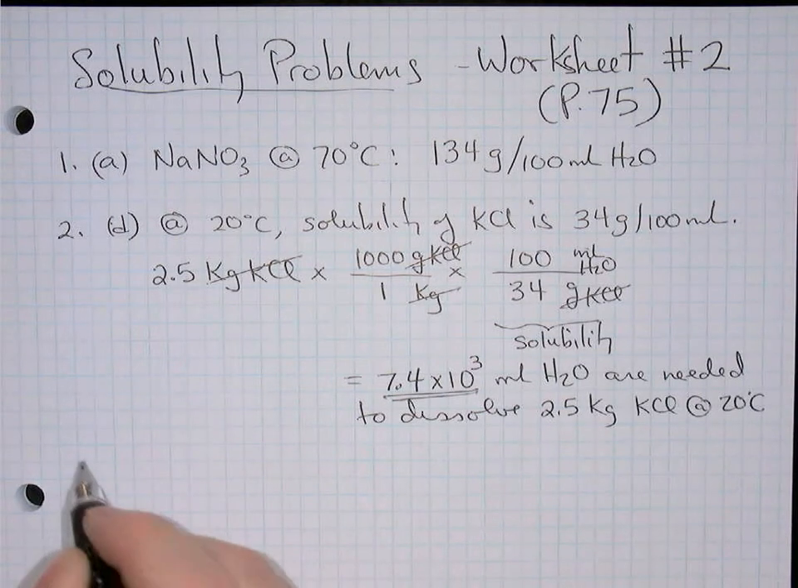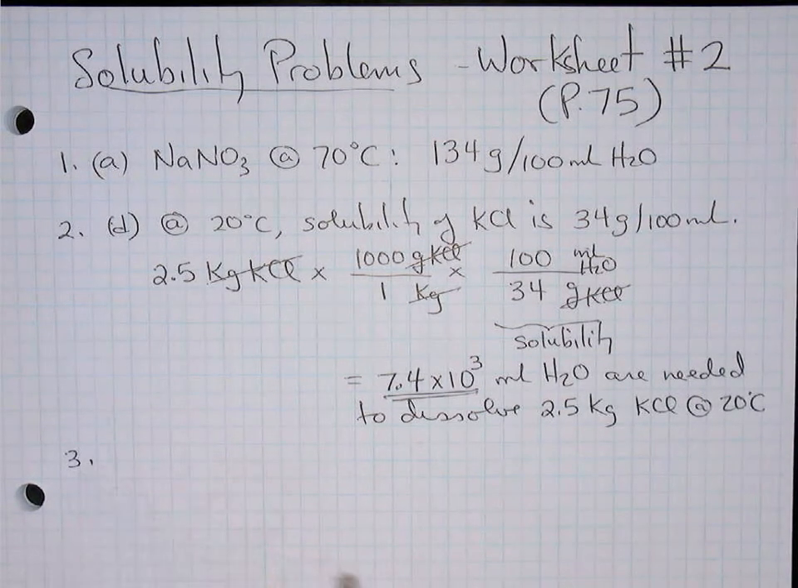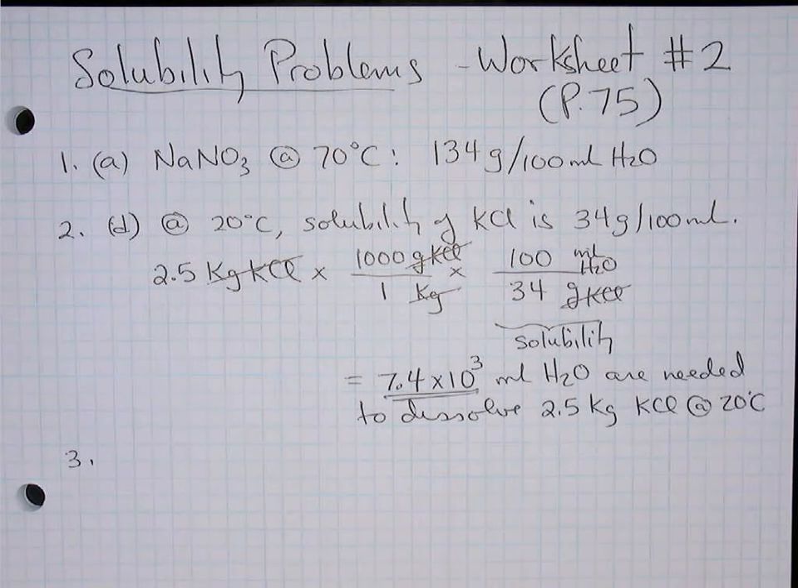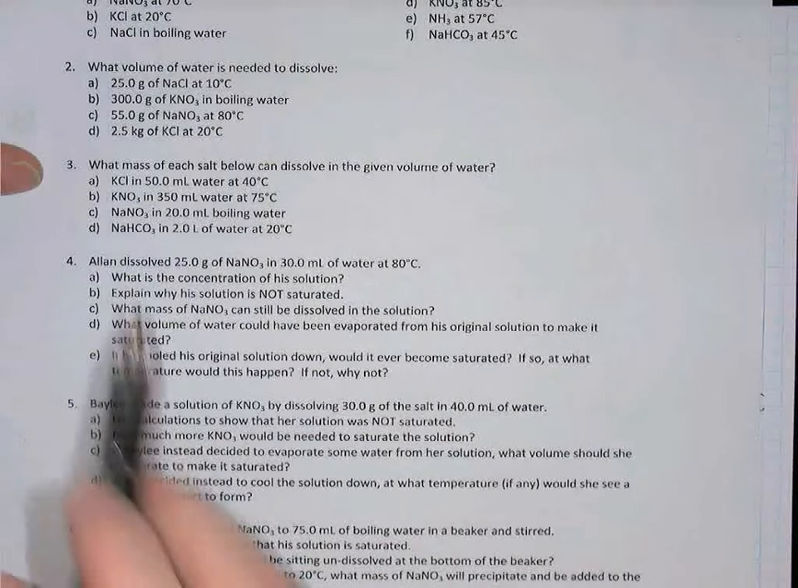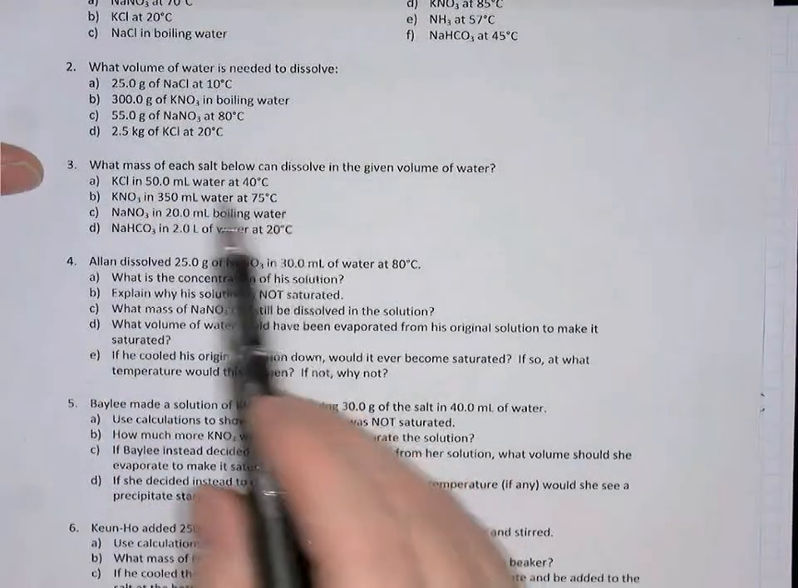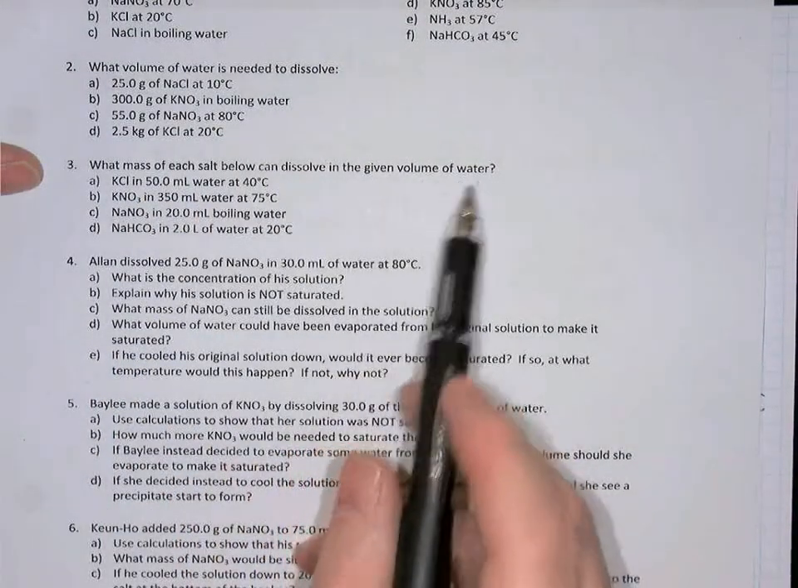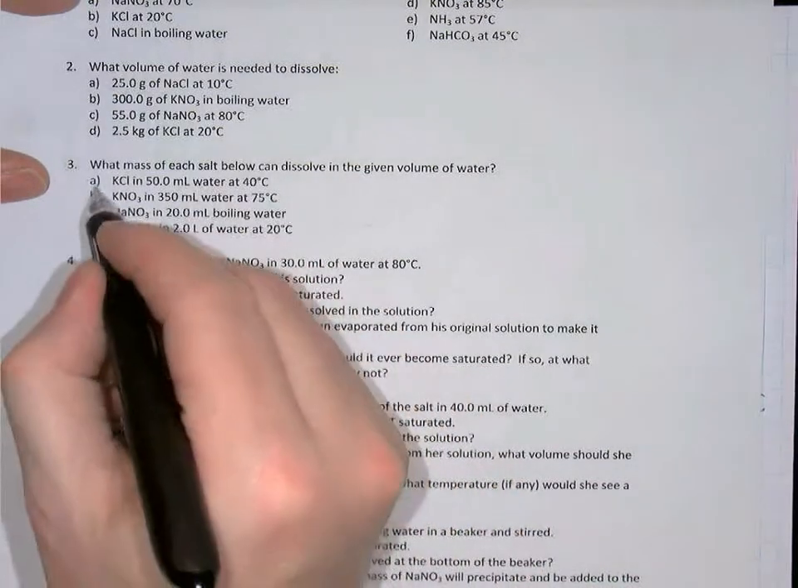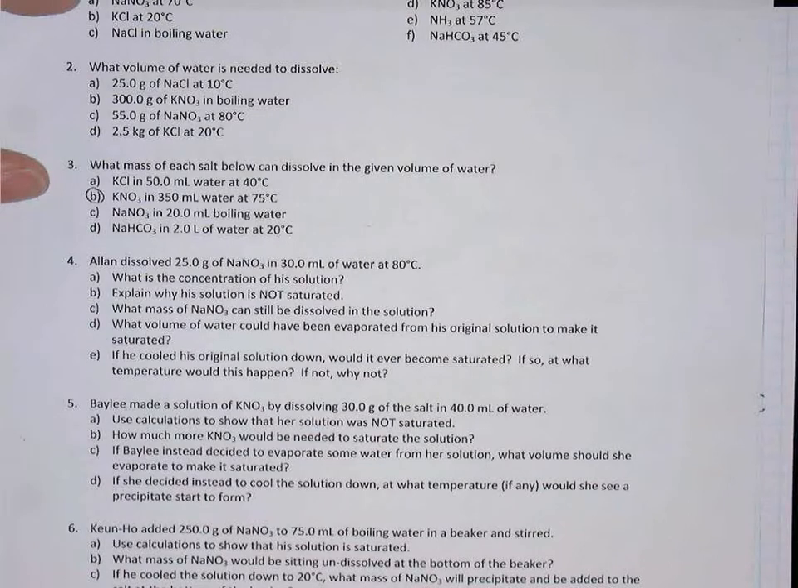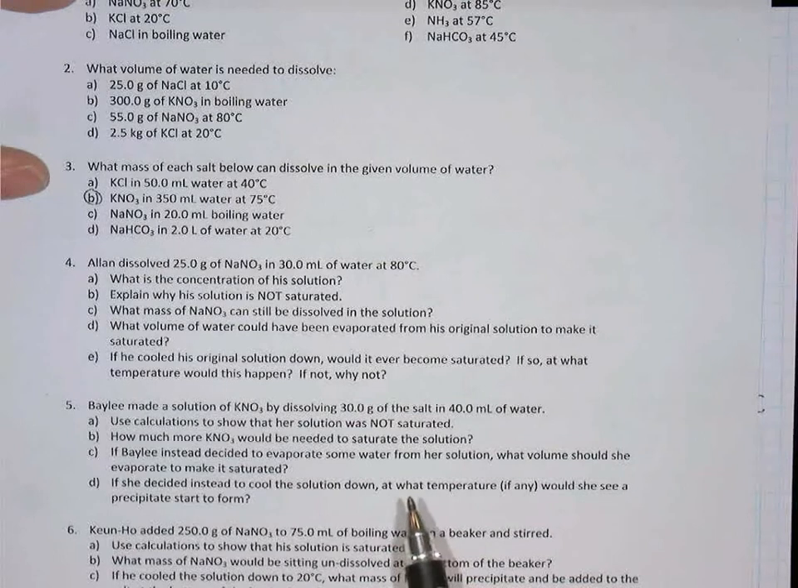Question number 3 is a very similar problem, but instead of asking us for a volume of water, now we're being asked for a mass of salt. What mass of salt can be dissolved in the given volume? And why don't we try question number B this time, I suppose. So potassium nitrate, what mass can we dissolve in 350 milliliters of water at 75 degrees Celsius? So again, pause the video and see if you can set up your answer.